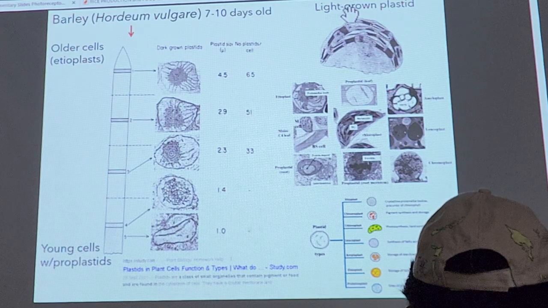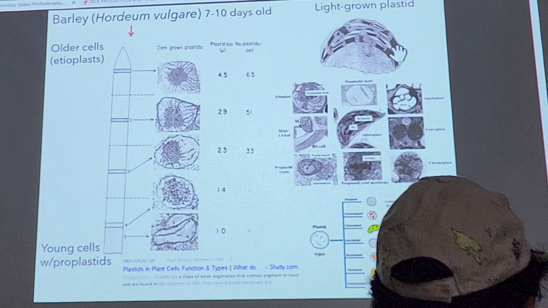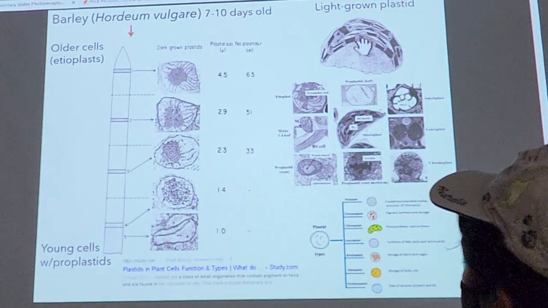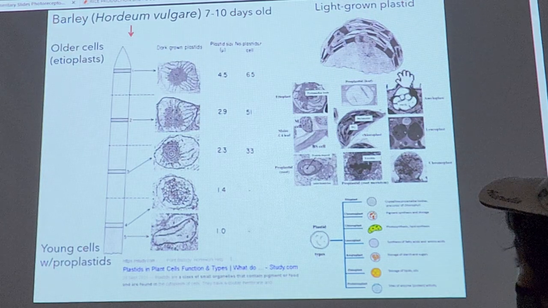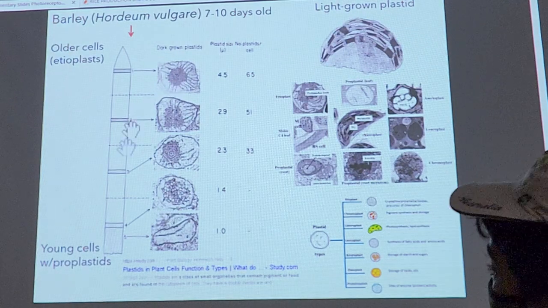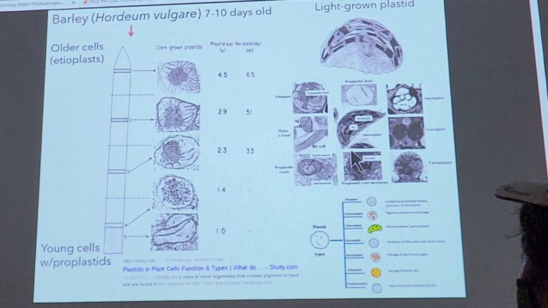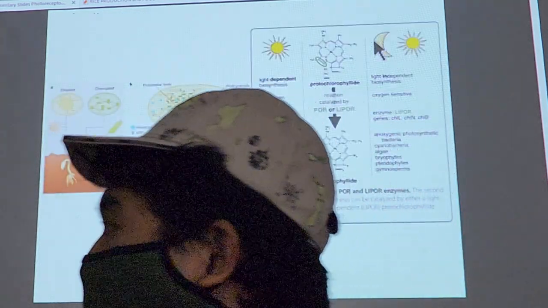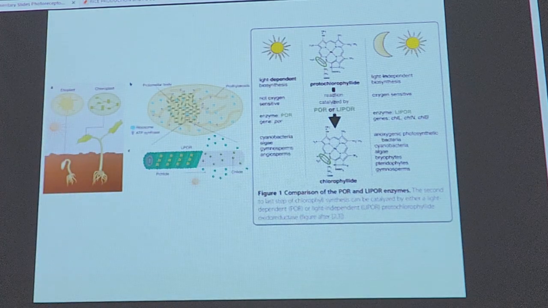So eventually, you will get your chloroplast when everything is developed properly under light. This is the final structure of it. But in order to reach here, there are many different structures, and it cannot arrive here without light. As simple as that.